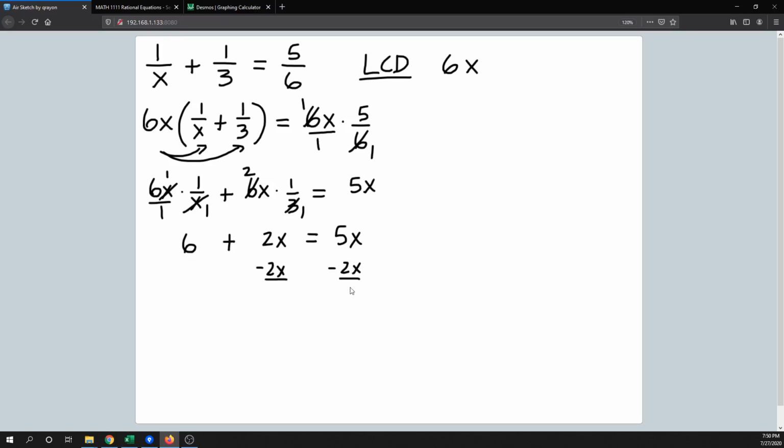Using the addition principle, so that will give us a 6 over on this side, and on the right hand side 5x minus 2x gives me 3x, right? That's the addition principle that we're using. That gets every term with an x on one side, every term without an x on the other side. Next up, divide both sides by 3. 6 divided by 3 is 2, so I get x equals 2. Okay, so that's our solution over here.